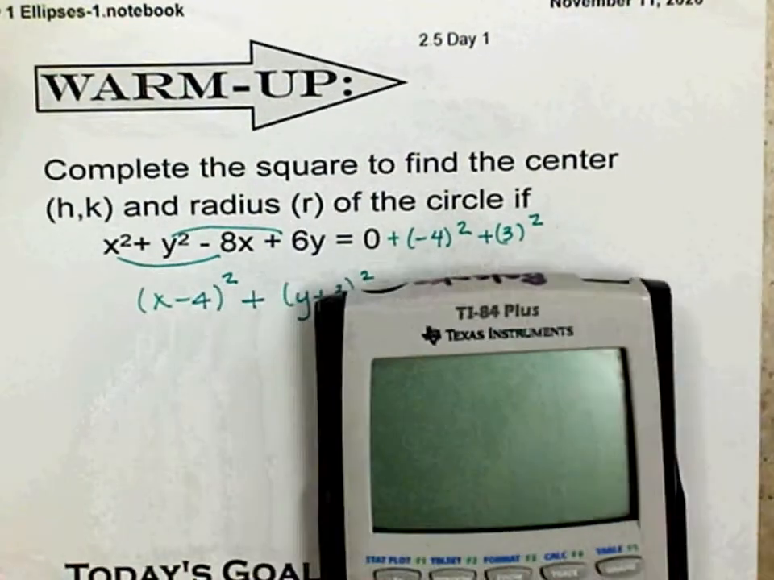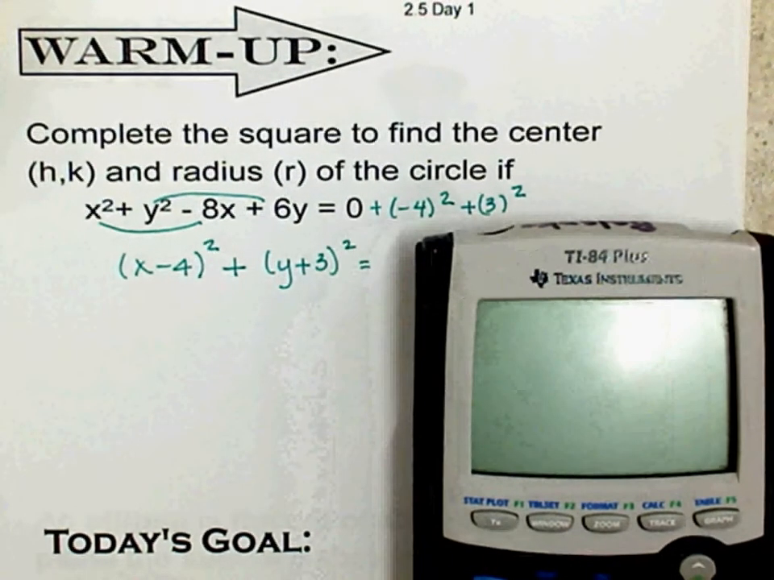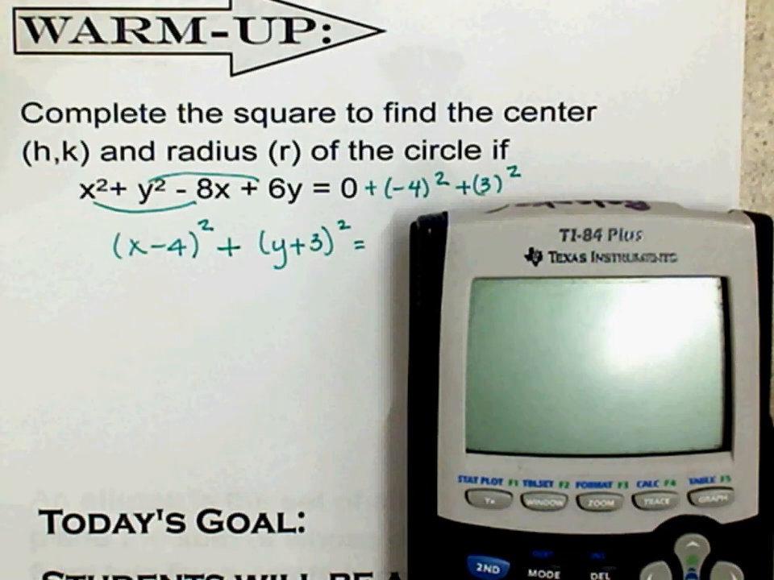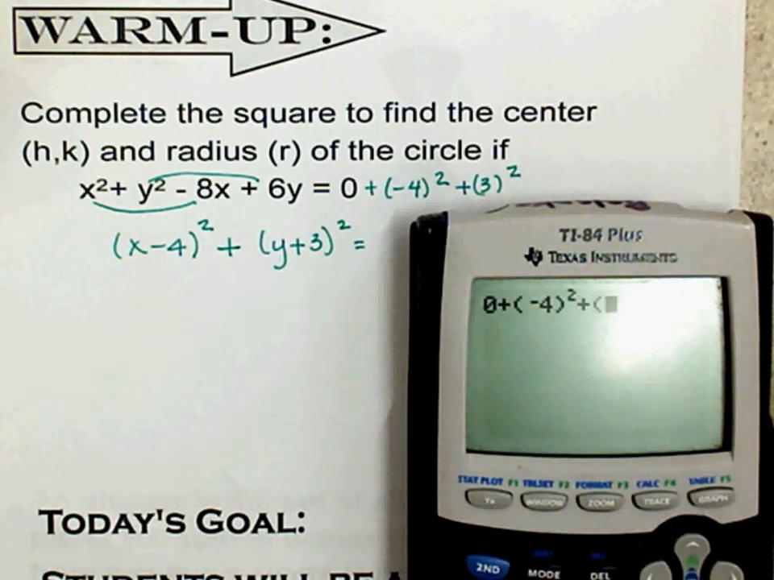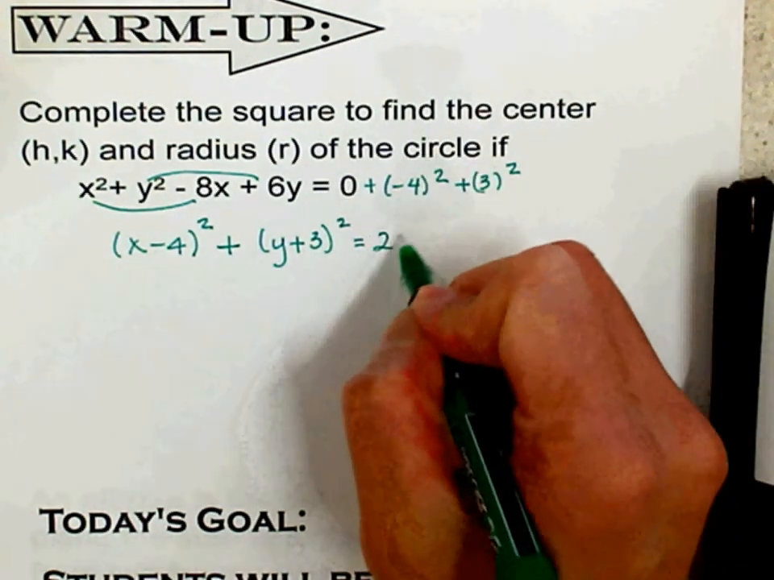Okay, here we go. Let me see if I can do this one. Yeah, there you can see it. So we got 0 plus parentheses -4 squared. Make sure you have your parentheses. Plus parentheses 3 squared. And that comes out to be 25.